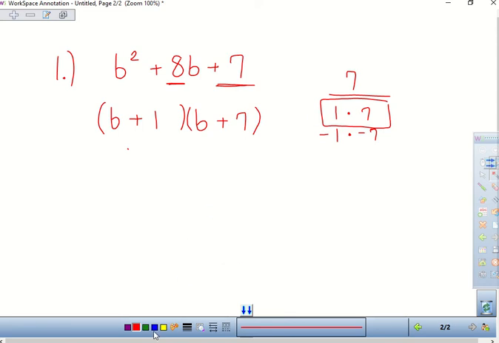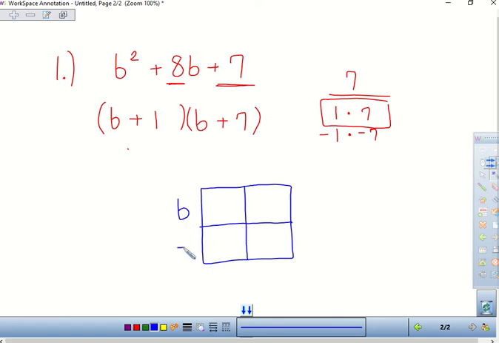Now, I'm going to show you how to check your work real quick. Do you guys remember the little box method? Do you remember doing this at all? Yeah. So you're going to draw a little box, and you're going to put B plus 1 and B plus 7 on the other side, and then you're going to multiply the corners. What's B times B? B squared. Good. What's B times 1? B. B times 7? 7. And 7 times 1? 7.